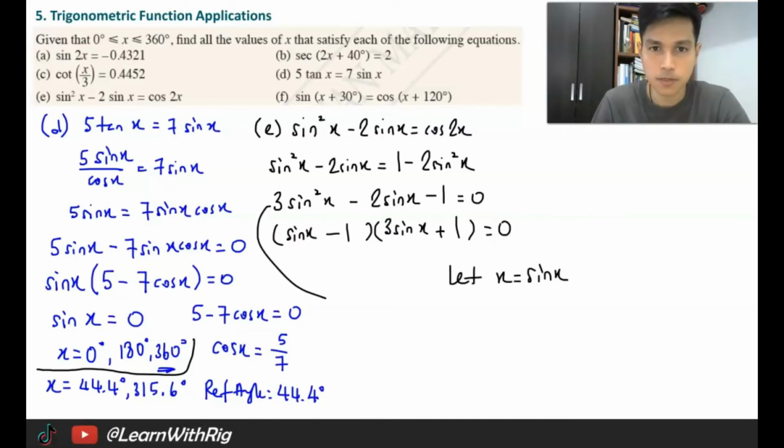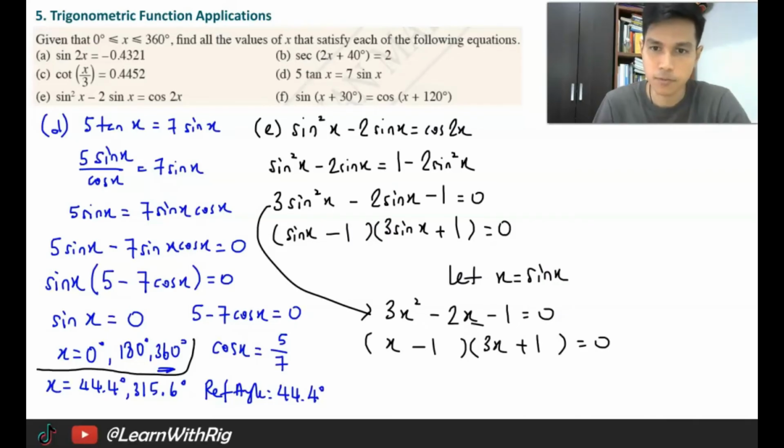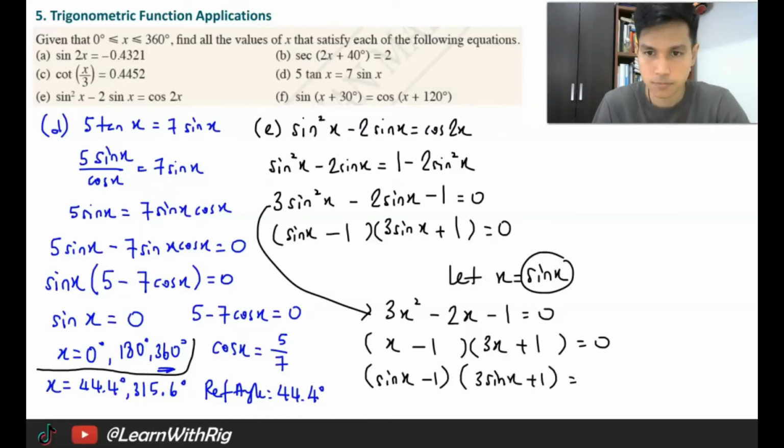So from here, you will get 3x square minus 2x minus 1 equals 0. So when you use your calculator to factorize, you will get x minus 1 and 3x plus 1. Okay, if I'm not mistaken, you should get this. So after you got this, then only you substitute the sine x back in. So you get sine x minus 1, 3 sine x plus 1.